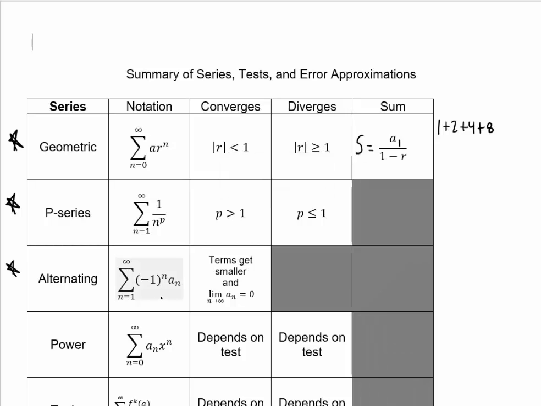The term that makes it alternate is either negative 1 to the n, or sometimes we'll use negative 1 to the n plus 1, but it's easy to see because the terms will go positive, negative, positive, negative. So it'd be like 1 minus 2 plus 4 minus 8 plus 16 minus 32, etc. And an alternating series converges when the terms get smaller in absolute value and the limit as n goes to infinity goes to 0, which we'll talk about more on.